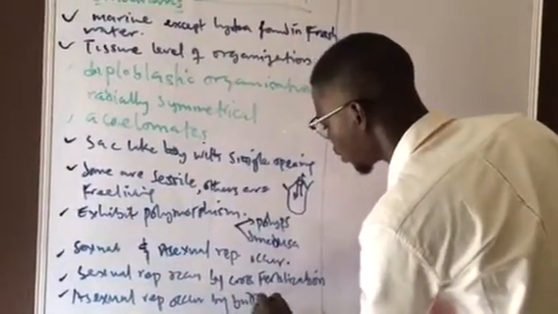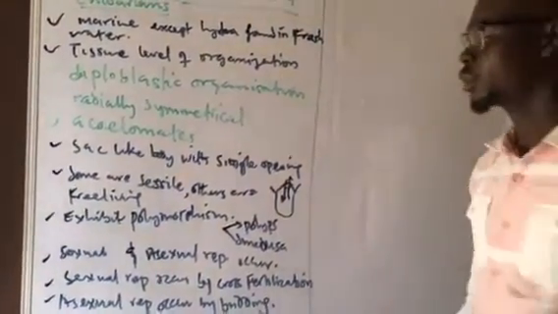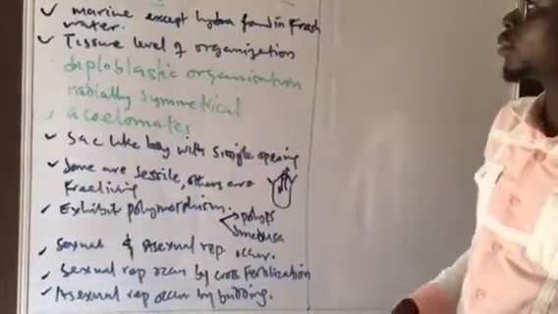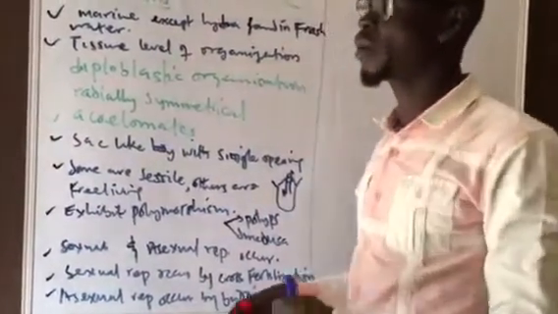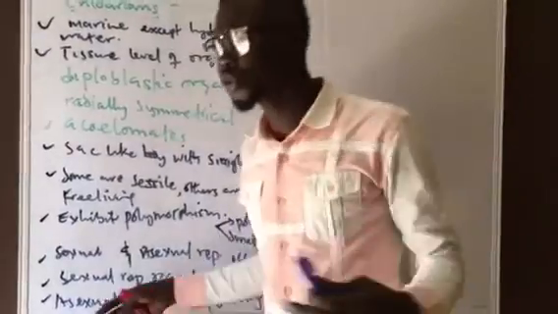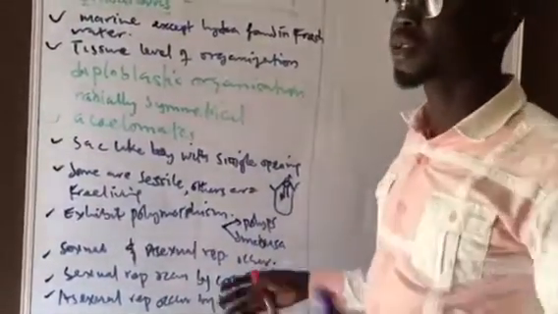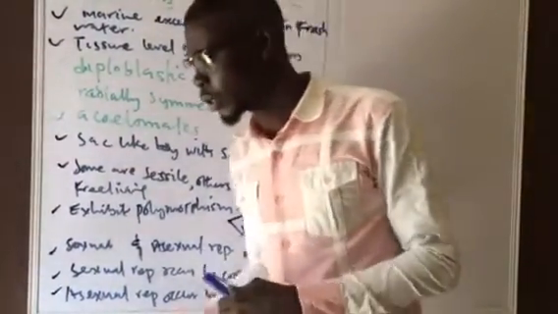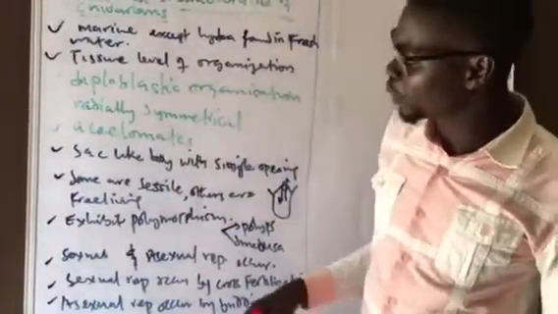So they have the ability to carry out budding. So those are the general characteristics. We said they don't have an excretory system, so they carry out just diffusion. They only have a single opening.